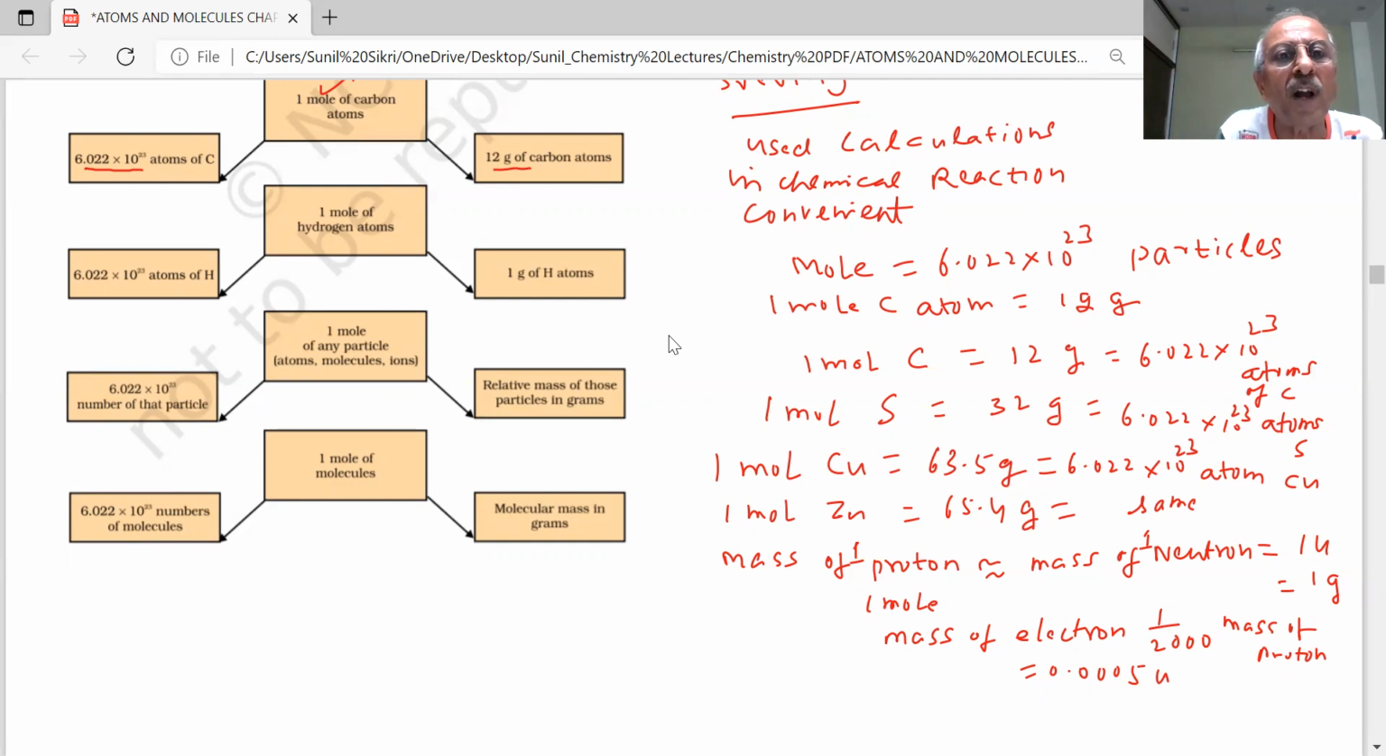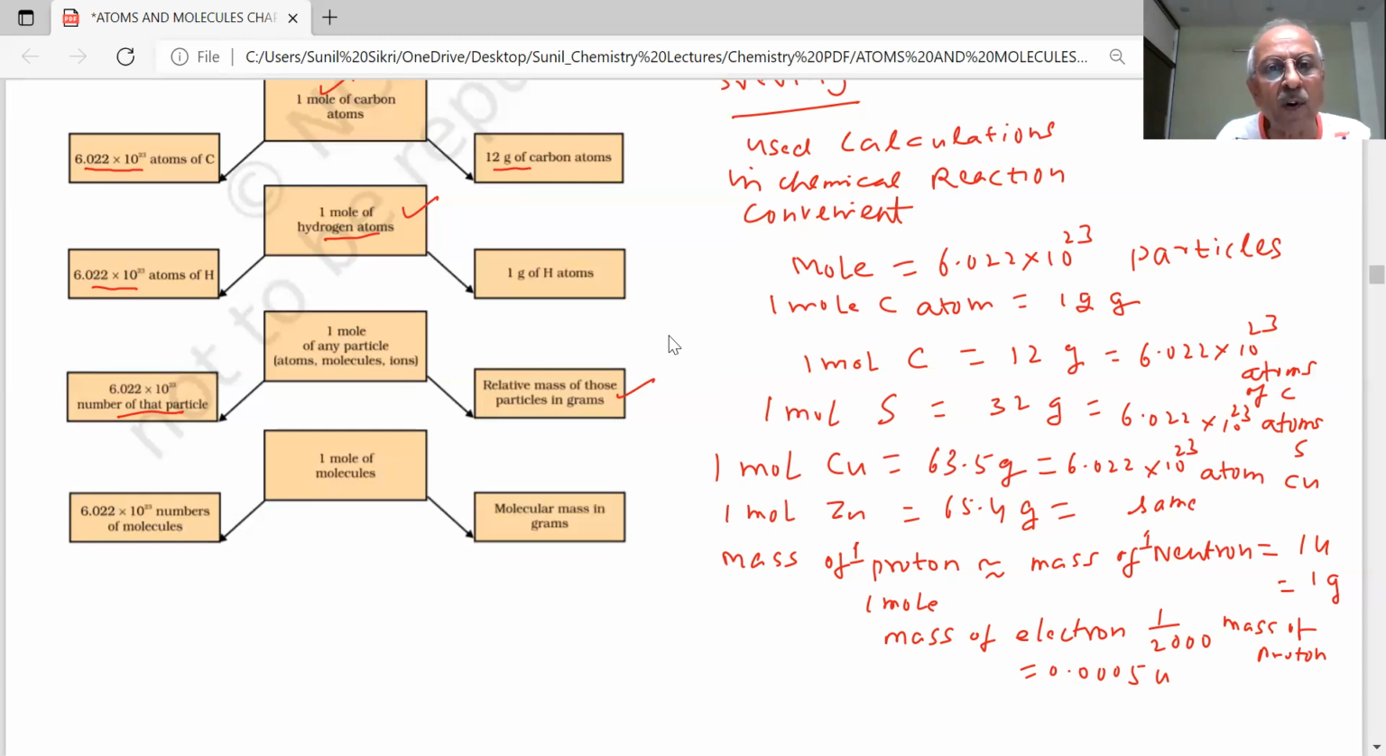So student, if I take 1 mole of hydrogen atom, that is 1 gram of the hydrogen atom. And how many atoms are there? 6.02 into 10 power 23. In other words, I can say 1 mole of any particle or atoms is equal to 6.02 into 10 power 23 particles and the relative mass of those particles in grams. What we call relative atomic mass or relative molecular mass.